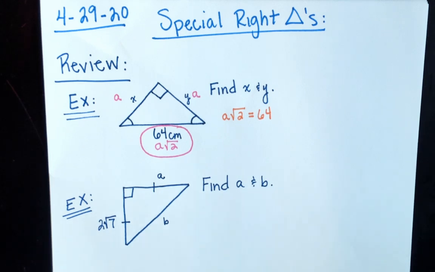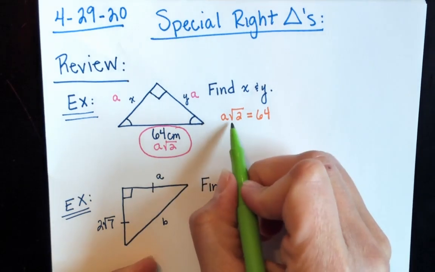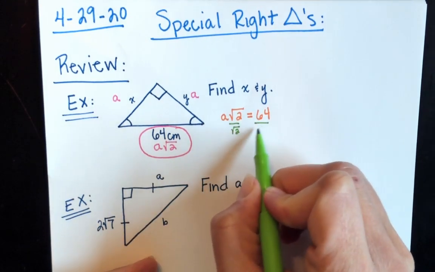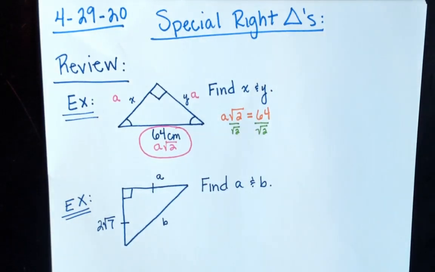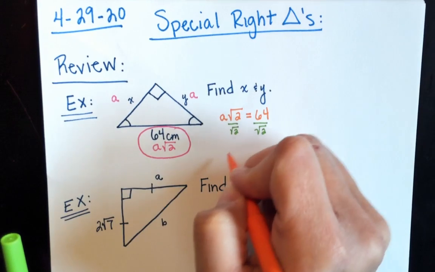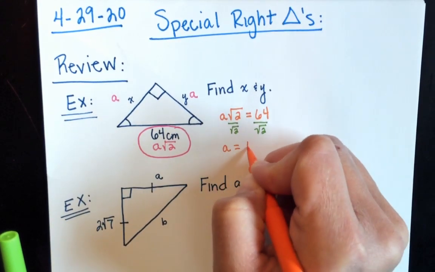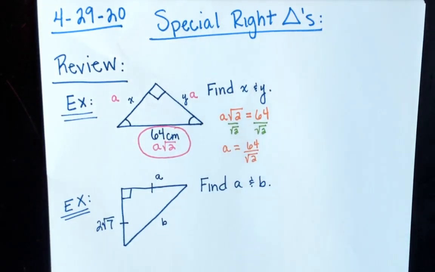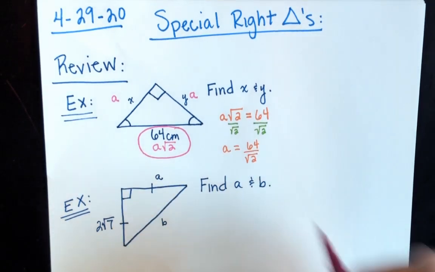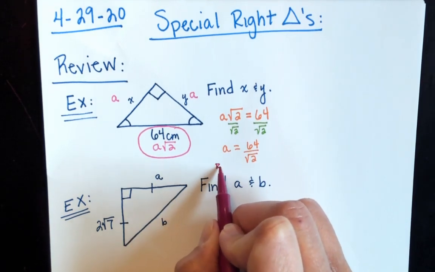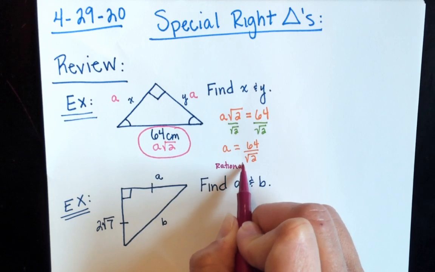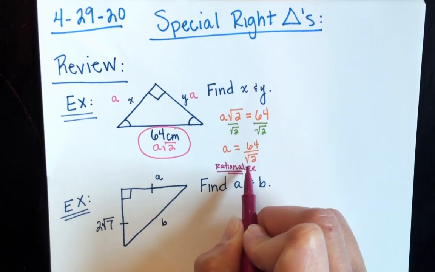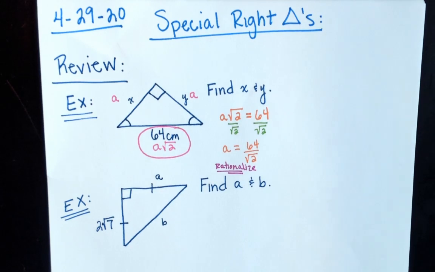So again, just make sure we divide by that radical. And when we divide by the radical, we end up with an inappropriate answer. It will not be allowed. So we end up with A equals 64 over radical 2, which means we have to rationalize. This is something that we talked about at the beginning of the year, and I know I'm annoyingly saying that, but we have to rationalize that, which means make the denominator a perfect square.